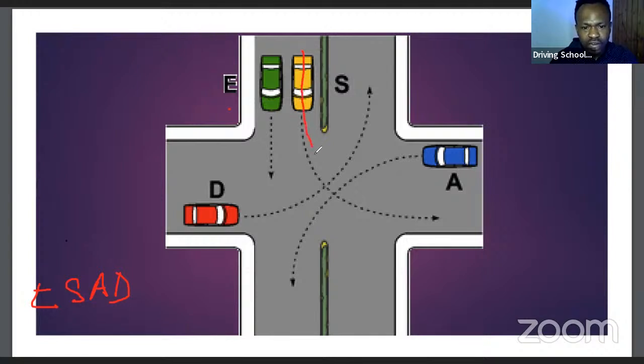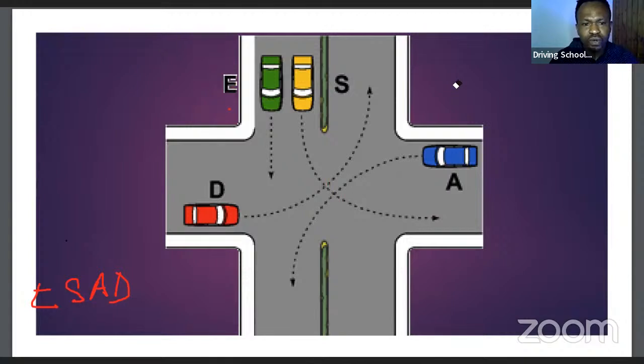Vehicle S, if you look at vehicle S, the right hand of vehicle S becomes the whole of this place. So vehicle S is having one vehicle intersecting its trajectory from its right hand, which is vehicle D, you understand? So vehicle S is having vehicle D at its right hand.